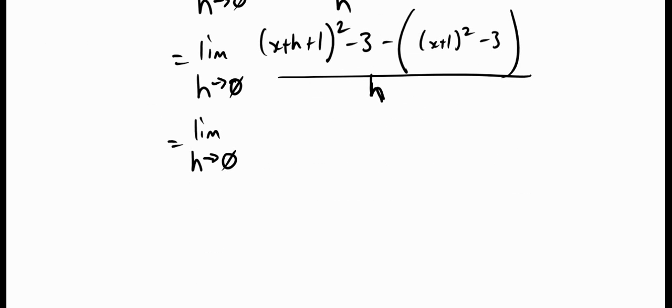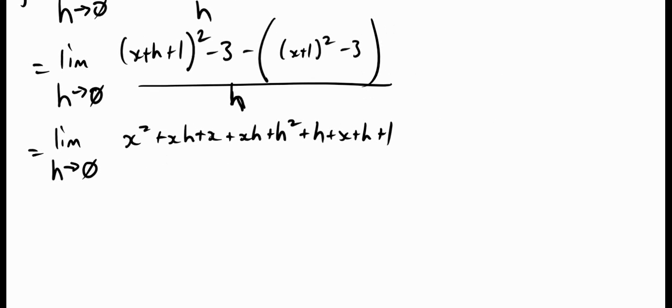So x times all of those things is going to be x squared plus xh plus x, and then h times all those things is going to be plus xh plus h squared plus h, and then 1 times all of those things is just going to be x plus h plus 1. Kind of messy. So then minus 3. And again, be careful, I'm subtracting. See the big brackets that I have, because I'm subtracting the entire function, and I've got little brackets inside. So minus x squared plus 2x plus 1 minus 3.